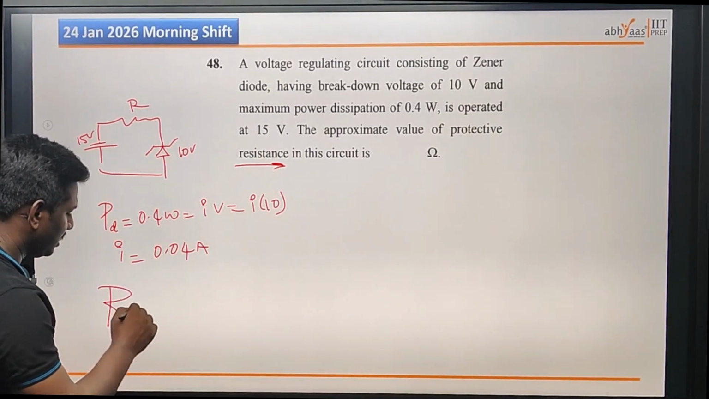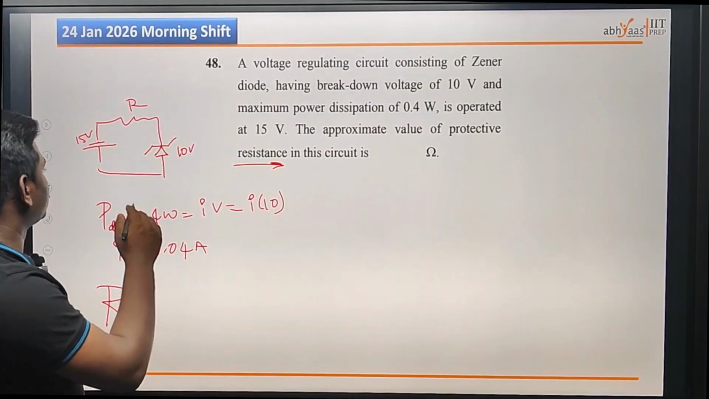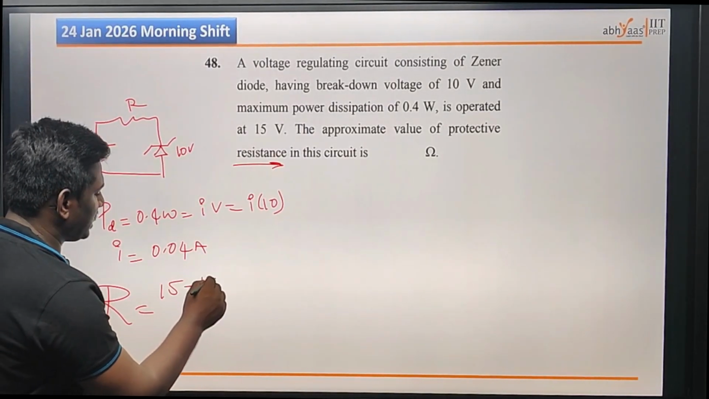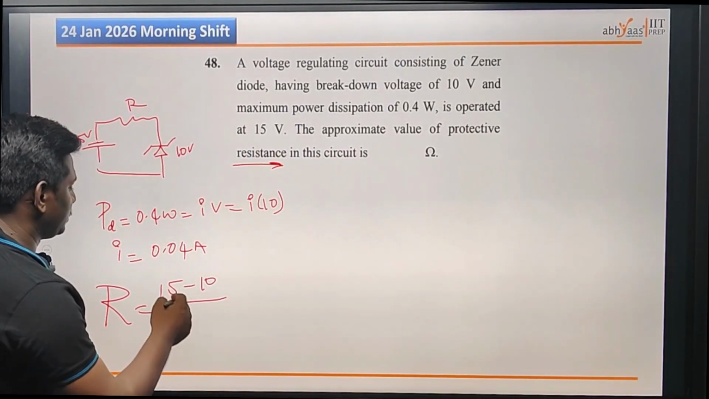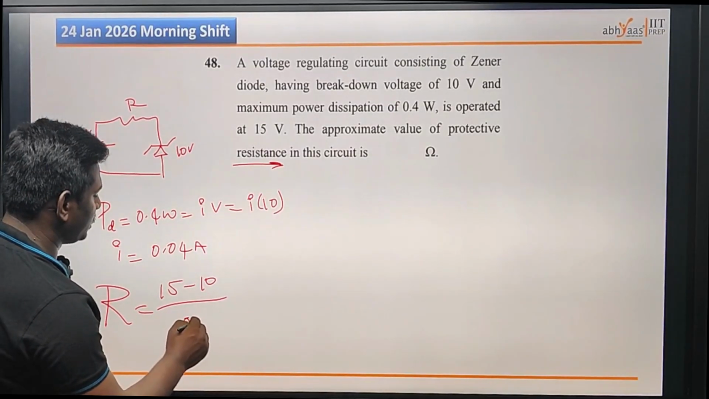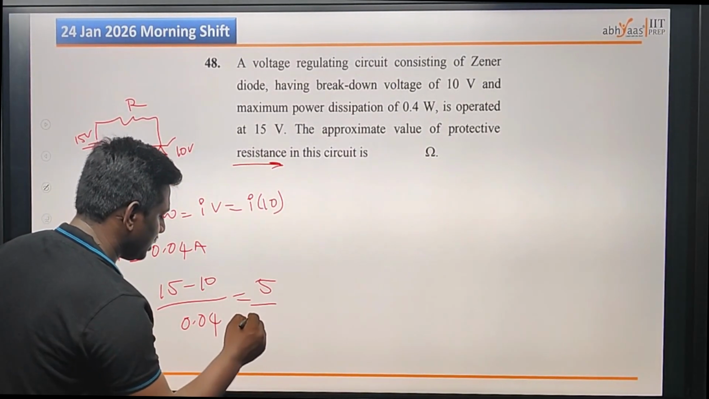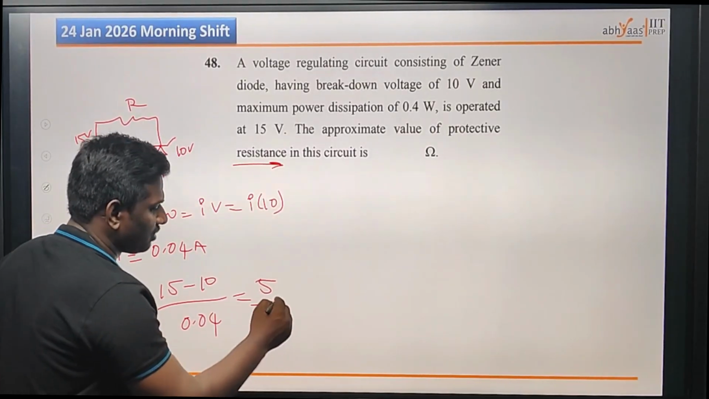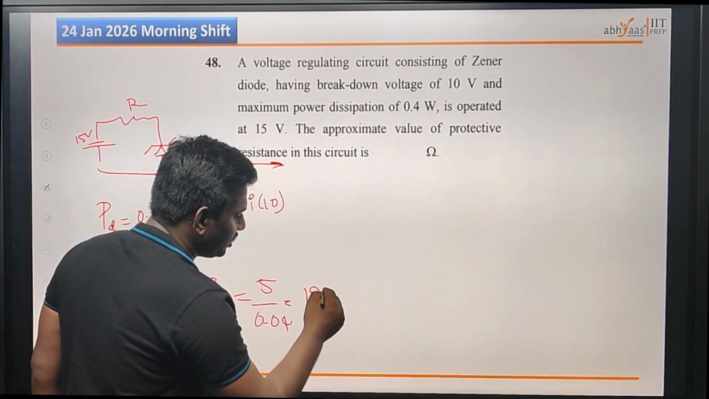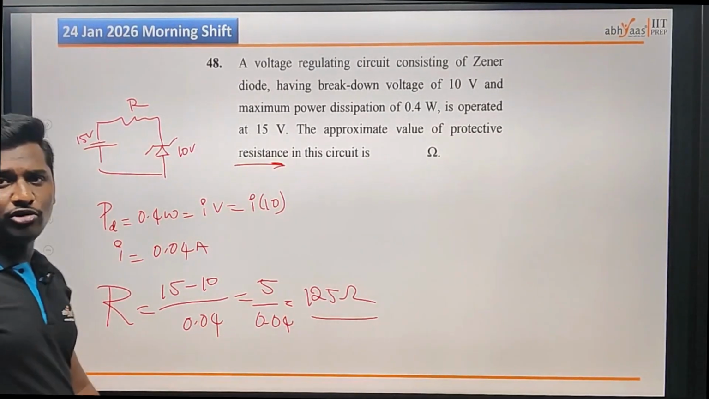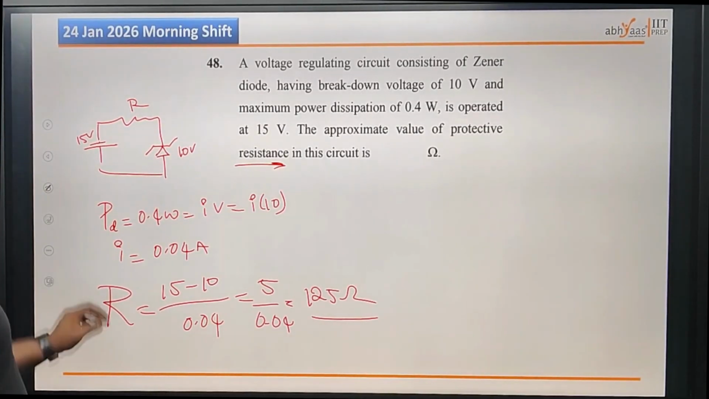What do you have to find? You have to find the resistance. Resistance can be written as (15 minus 10) by 0.04, that is nothing but 5 by 0.04. You can see this one, 125. 125 is your answer.